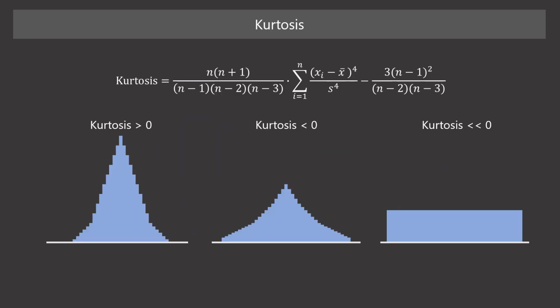Kurtosis is a measure of how pointed the distribution is compared to a normal distribution. It can be calculated by this formula. If a dataset has a high positive kurtosis value, it is sharp-pointed and has no or only a few outliers. And if the kurtosis is negative and has a large absolute value, the data is heavy-tailed or has relatively many outliers. An extreme case of heavy-tailed data is a uniform distribution.